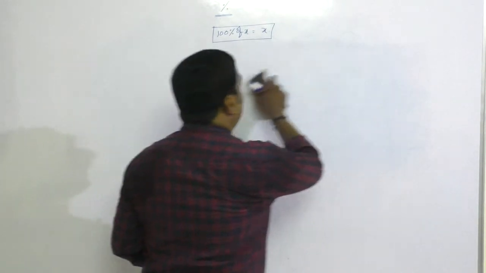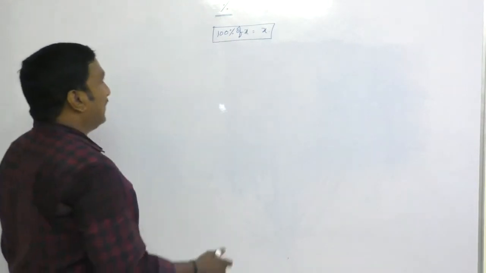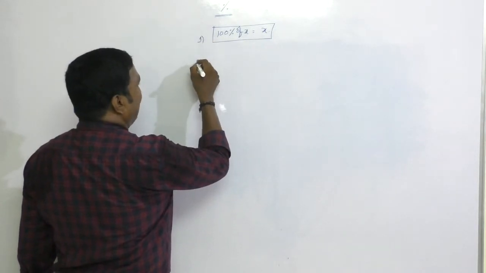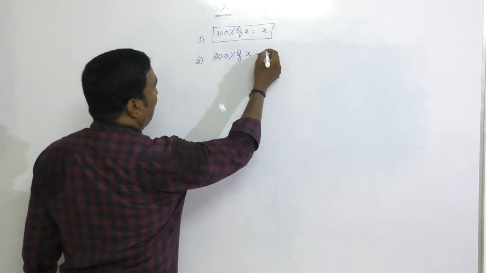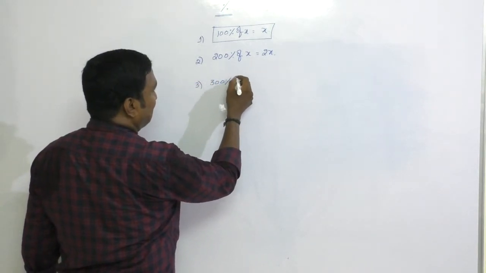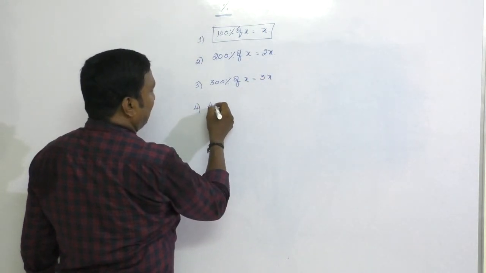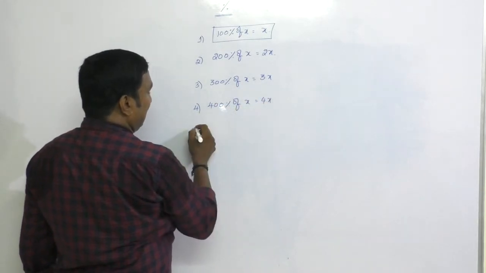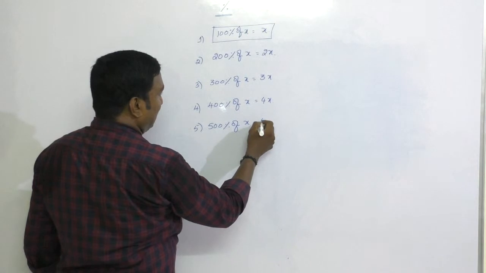Now how to calculate more than 150%, like 200%, 300%, 400%. Already I told 100% of x is nothing but x. If I say 200% of x, it is nothing but 2x. 300% of a number means you can write 3x. 400% of a number means we can write 4x. Similarly, 500% of x is nothing but 5x.